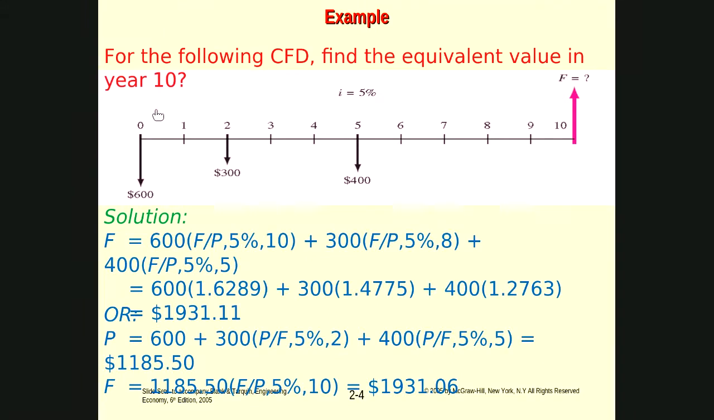The 600 is the value placed in the cash flow. The 1.6289 is the converter. For the electrical students here, this is like a transformer. This converter, 1.628, converts the 600 to the value at year 10.